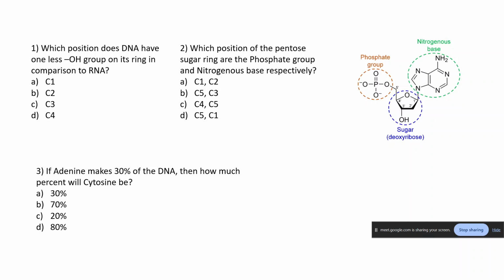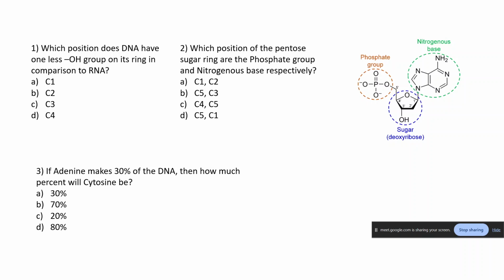20%. Ma'am, will A and T be equal or A and C be equal? So you know that there is base pairing in DNA, right? A binds to which one? T. Correct. So if you have 30% A and it's binding to T, then there will be 30% T, right? Adenine and thymine, exactly, they are 30% each.